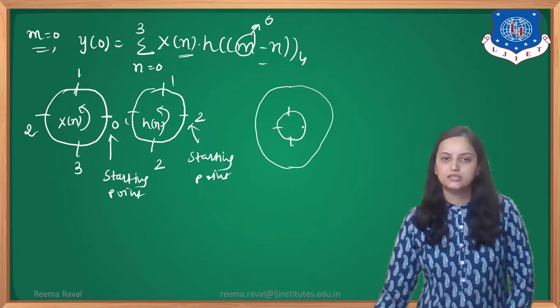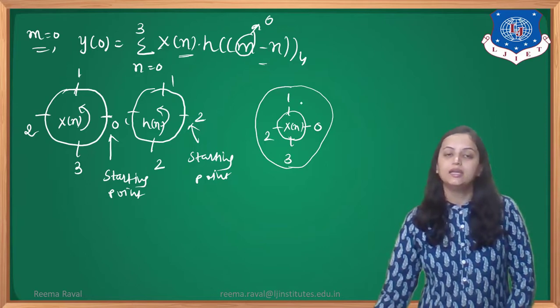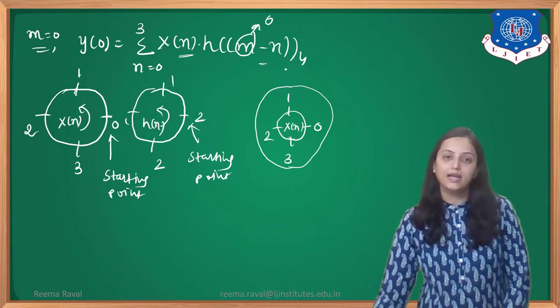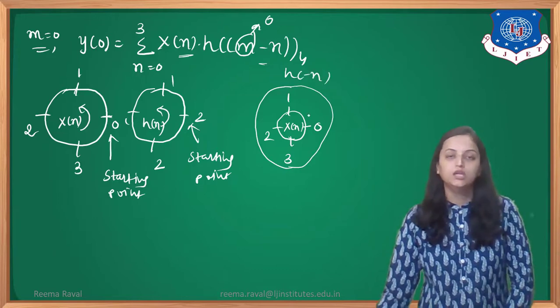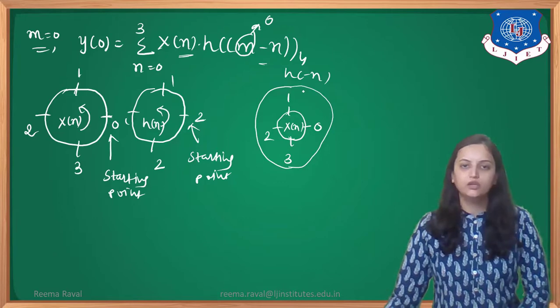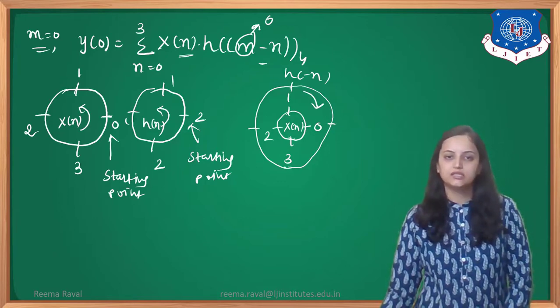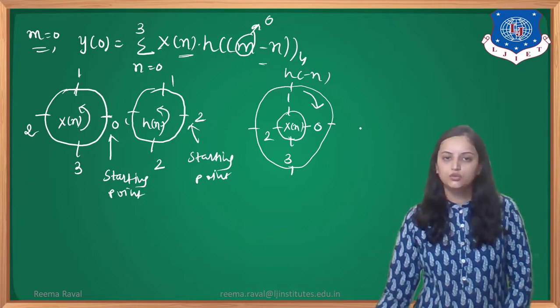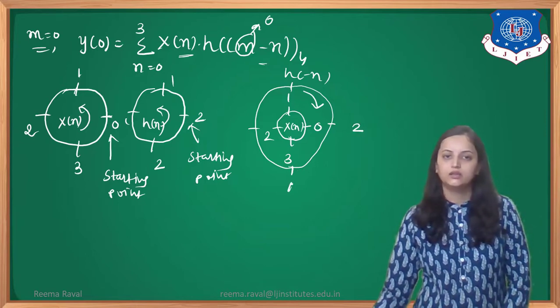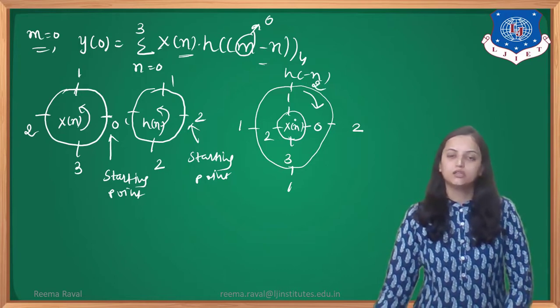So, here we'll place x of n, whose values are 0, 1, 2 and 3. And now we need to place h of minus n in this outer circle. So if h of n goes anti-clockwise, h of minus n will go clockwise. So we can write the values like this. That means 2, 1, 1 and 2. That means respective values on the points of the circle.